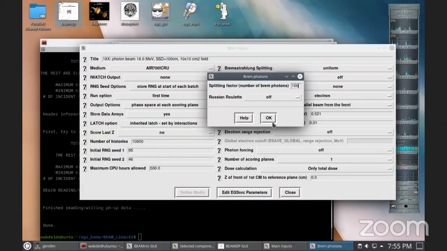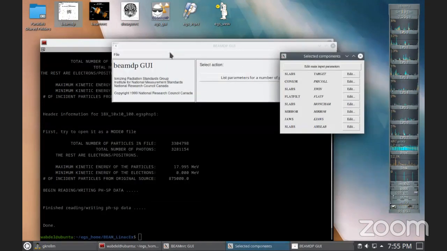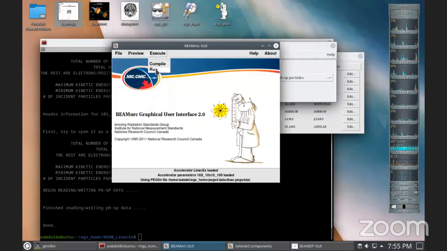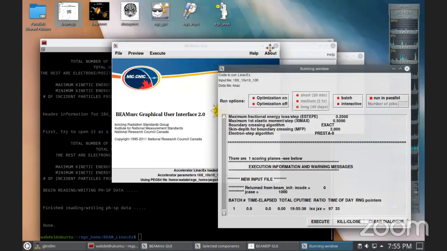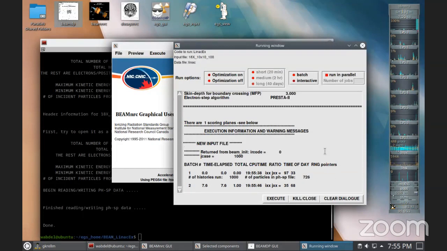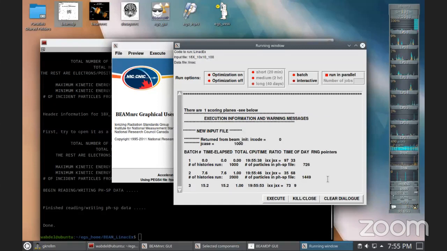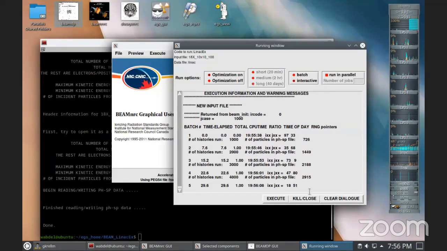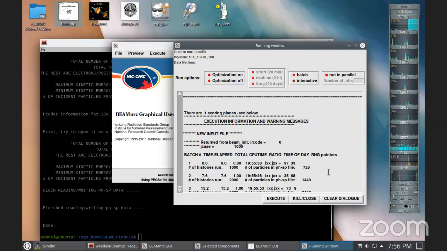So if I run this simulation now, okay, save it. Now I'm going to get more particles in the phase space file. See, it's taking longer, because for one history we're getting more bremsstrahlung. We're getting 100. So after 1,000, we got 726 particles. After 10,000, this is 1,000 number of cases. So per 100, I got 700 particles.